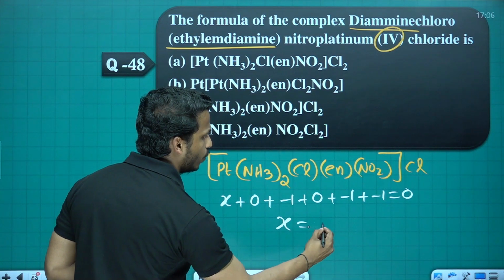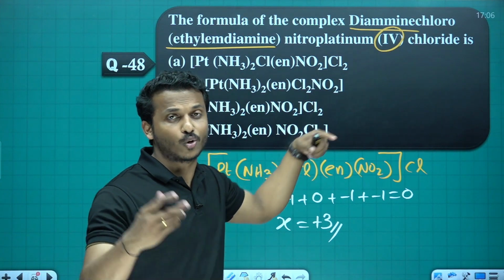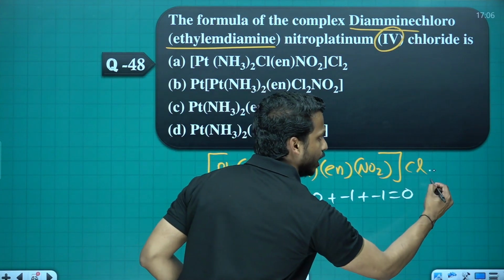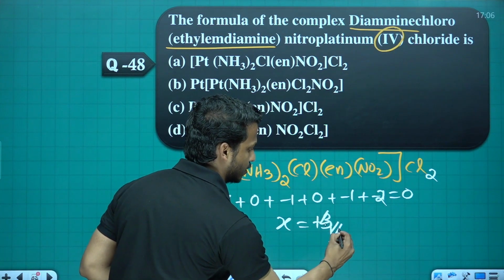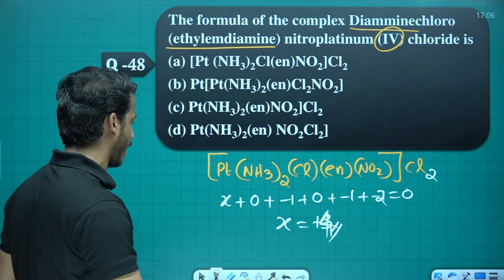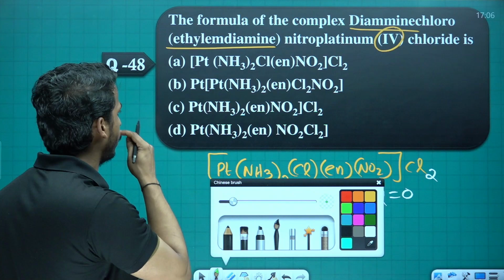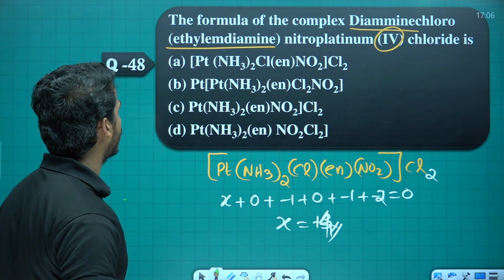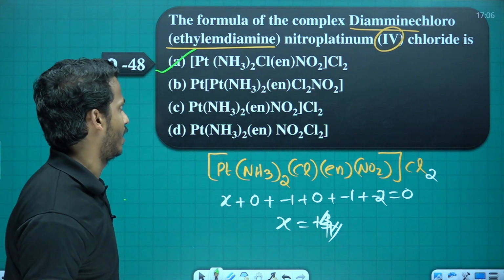But here, dear all, you will get only +3. But we want to get +4, right? So if you want to make it +4, what can we do? You can put 2 chlorine here. So it becomes -2, and it becomes +4. Counter ion, if there, you can adjust the number of counter ions, right? So this is an allowed one. So let's go with which option is this? Pt NH3 twice, Cl, En, NO2. Yes, option A itself, that is correct.